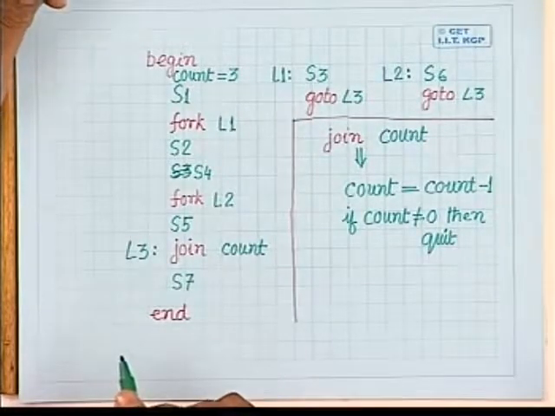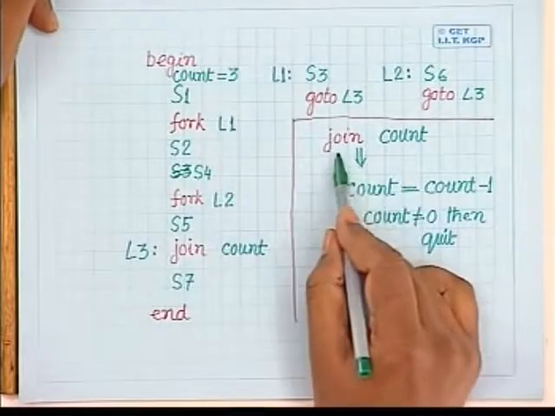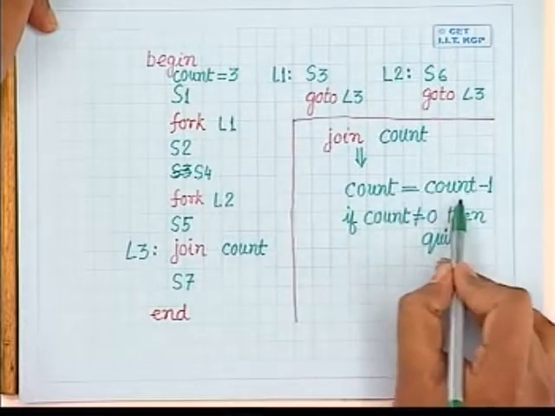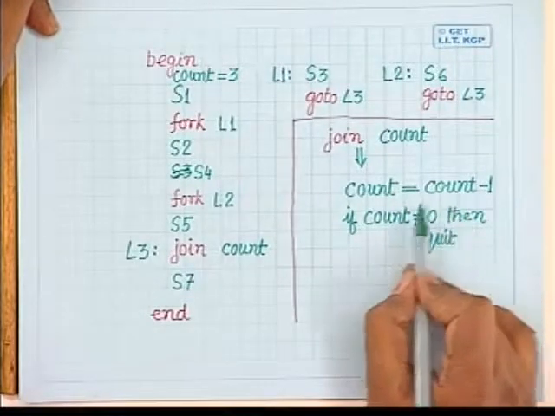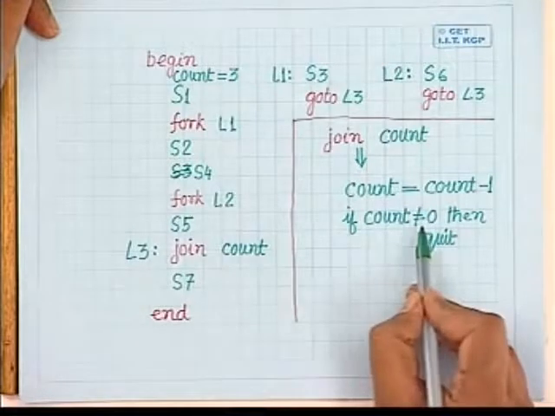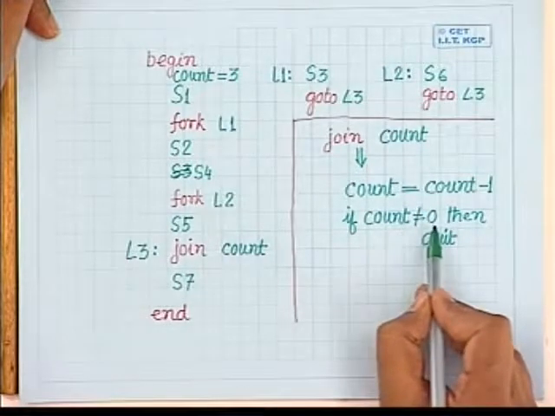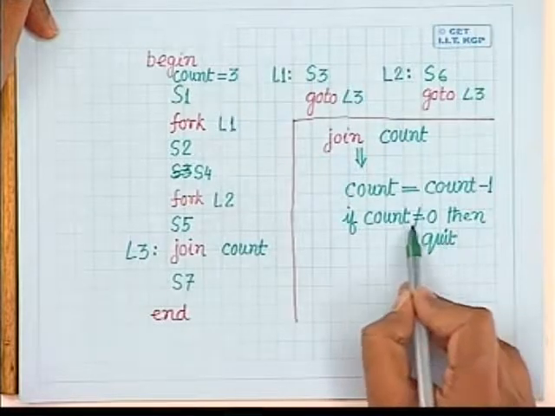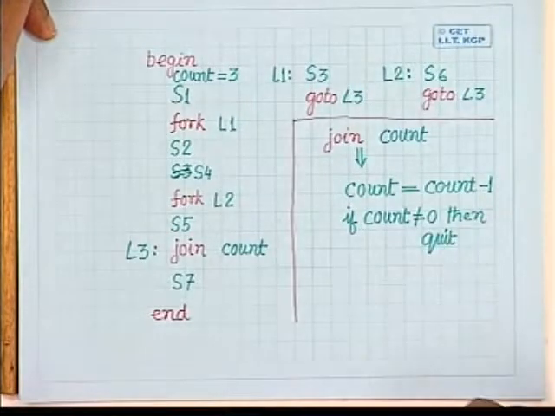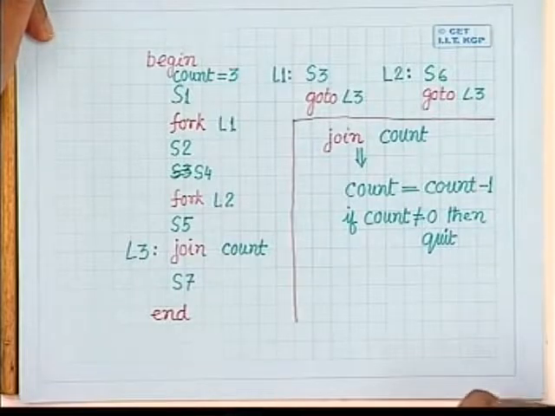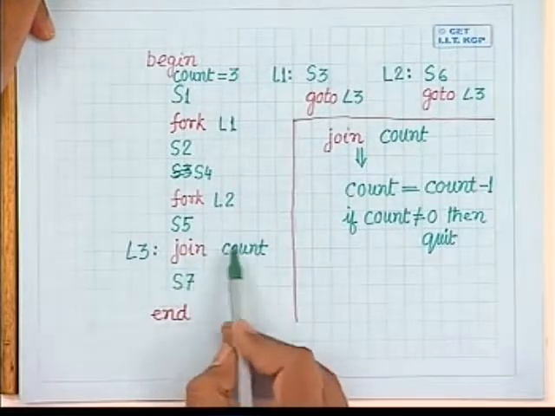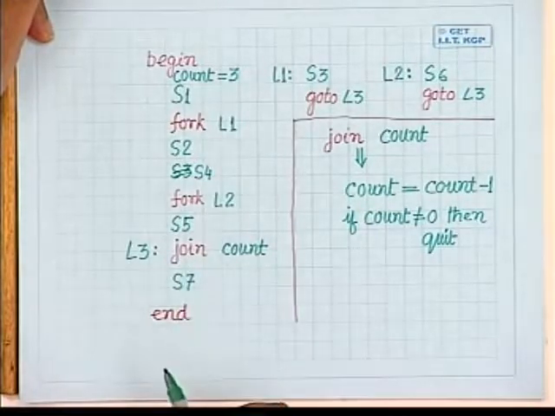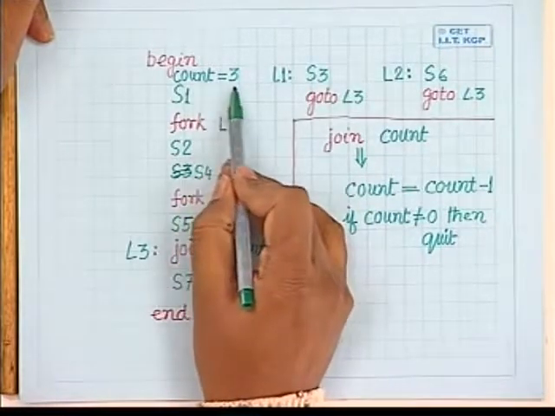So if I expand this join count statement, it works like this. First, count is decremented by 1. After decrementing, you check the value of count. If count is not equal to 0, then the process is terminated. If the count is equal to 0, then the process continues. Since 3 processes will be executing this join count statement, and we have initialized the value of count to 3.